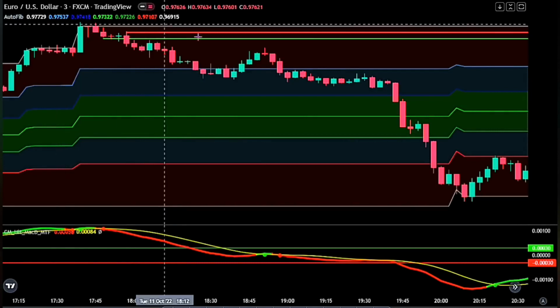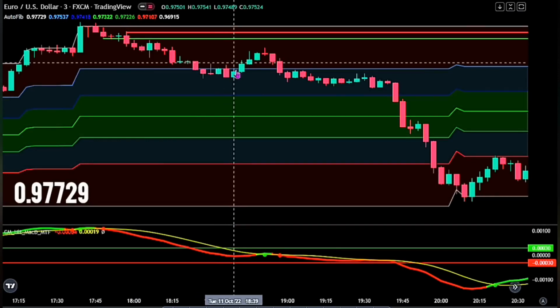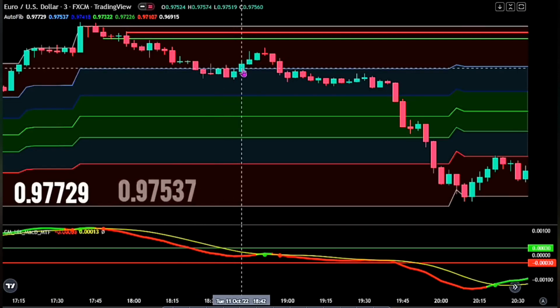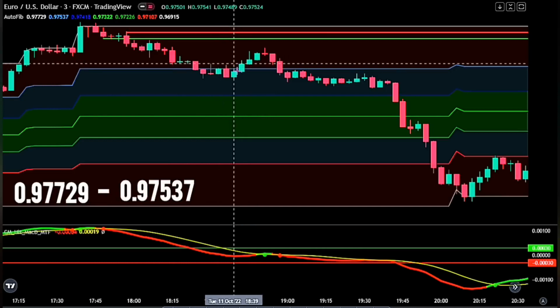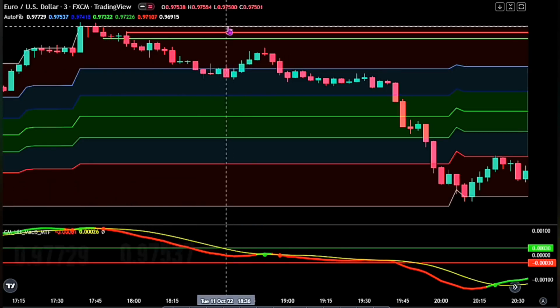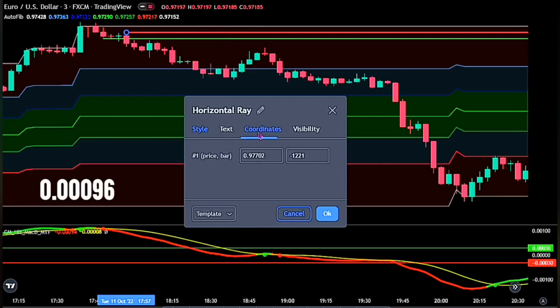At this point, the top level is at 0.97729. And the blue level is at 0.97537. If we subtract both values, we would be left with 0.00192. If we divide such figure by 2, we would have 0.00096.